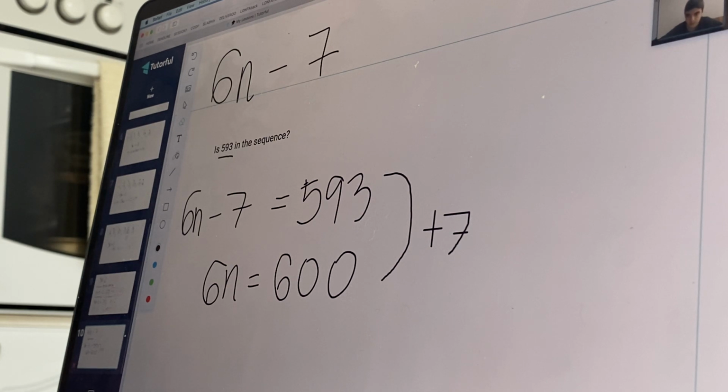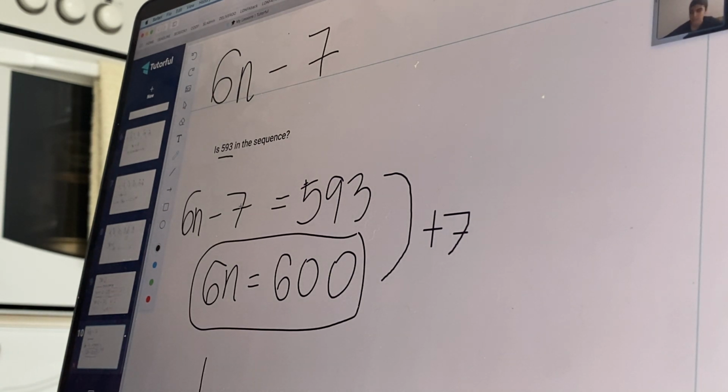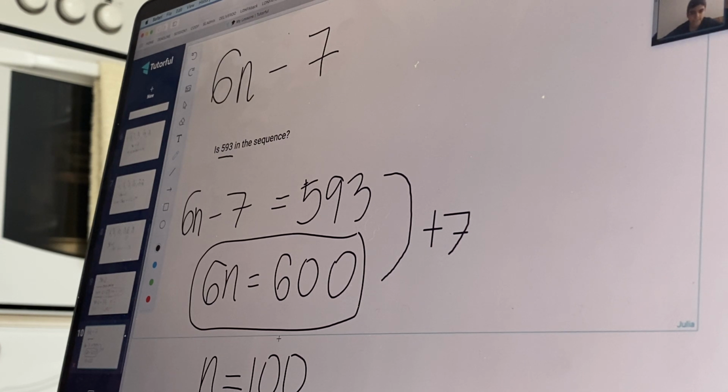What does that tell us about n? 6n equals 700, so it's going to be 10. Not quite. You said 6n equals 700, but 6n equals 600. So 100? Yeah, perfect. We're dividing by 6 on both sides, and we get n equal to 100. So if the term is equal to 593, n is going to be equal to 100.